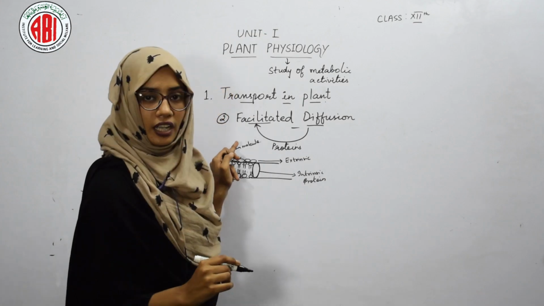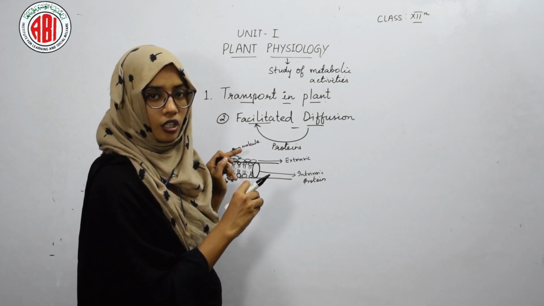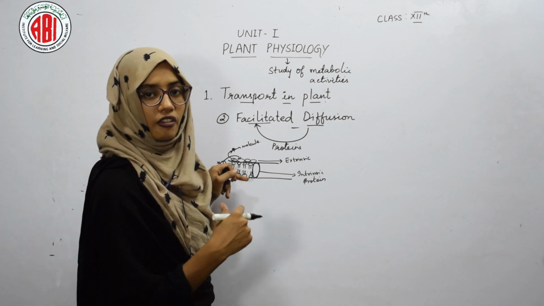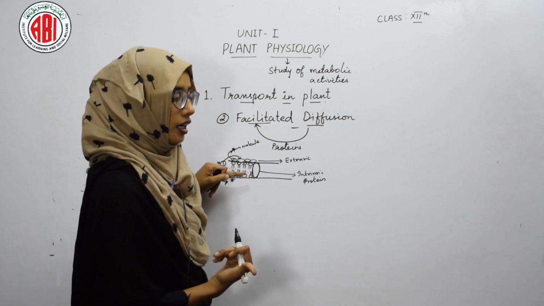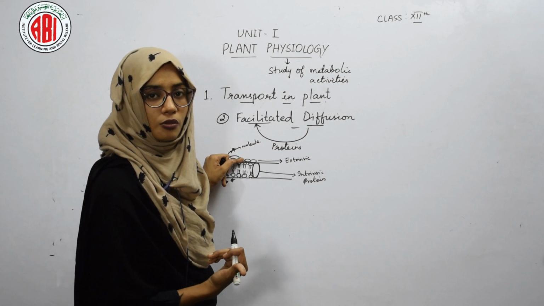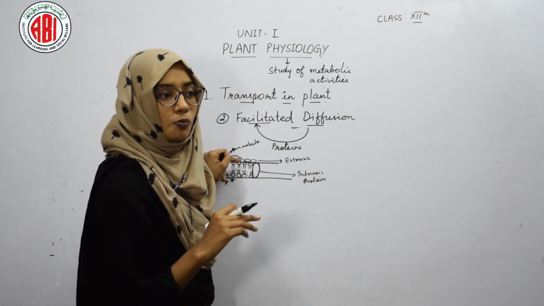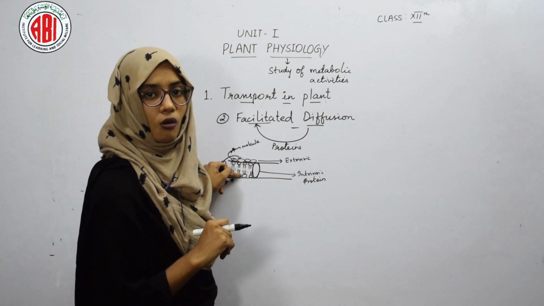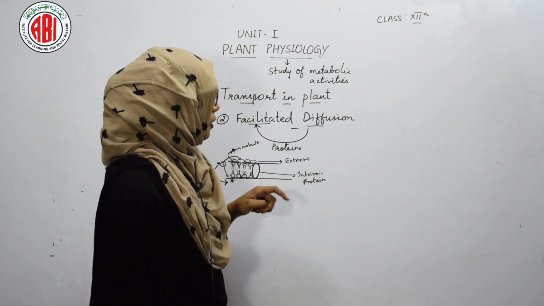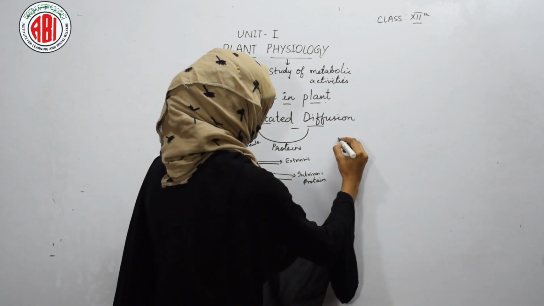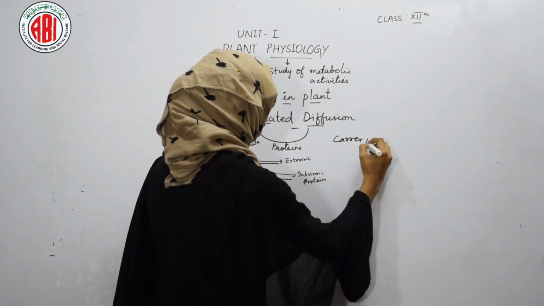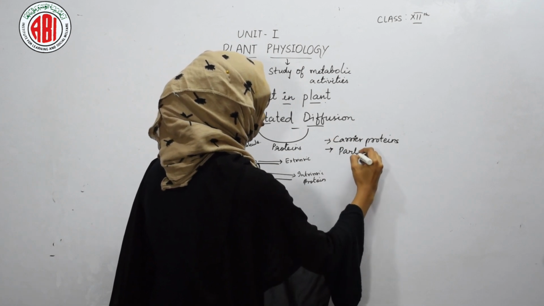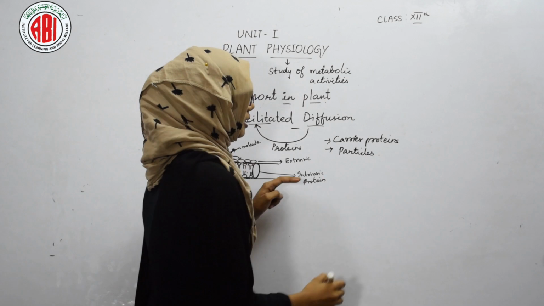And when the carrier protein binds with the molecule, enters into the plasma membrane, then it enters into the cell, releases that particle, and then the protein comes back to its original position. So this process does not require any ATP or any energy, hence it is called a passive type of transport. We have seen that in facilitated diffusion, carrier proteins are involved, and these carrier proteins are transporting the particles or the molecules inside the cell.